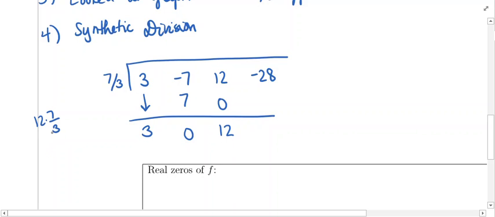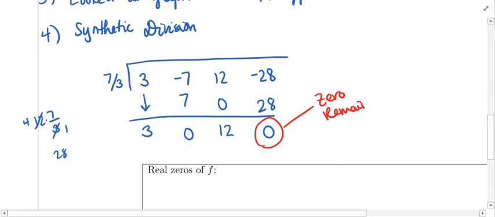Okay, this is going to give us, let's see, 3 goes into 3 one time, 3 goes into 12 4 times, 4 times 7 is 28. Okay, so that's going to give us positive 28. Negative 28 plus positive 28 is going to give us 0. Okay, so we have a 0 remainder.